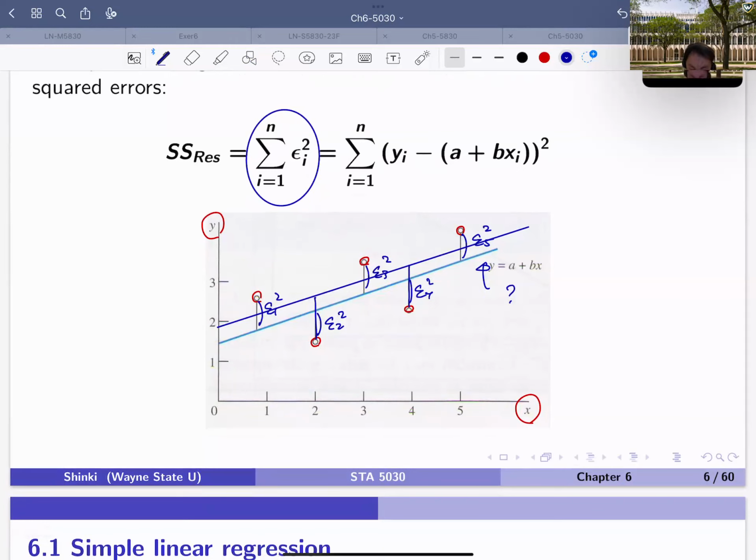Also, we can define, for example, this kind of line, but in this case, the error size for the fifth observation is very large. Also the first observation, very large. Maybe the third observation and the fourth observation are somewhat good, but this is not actually a good idea. So actually, this is the optimal line.